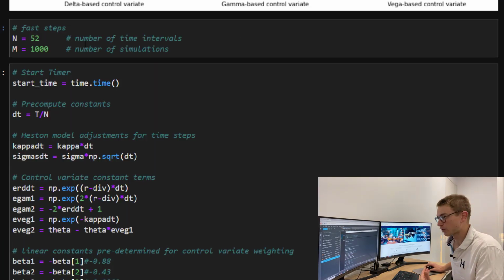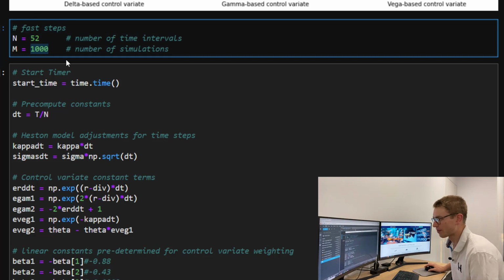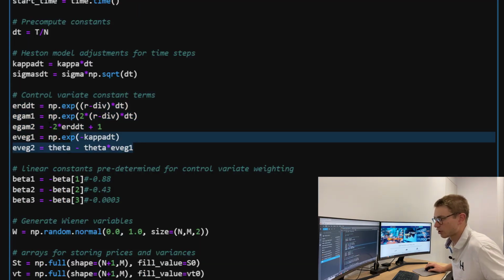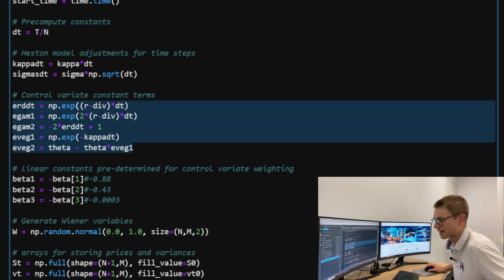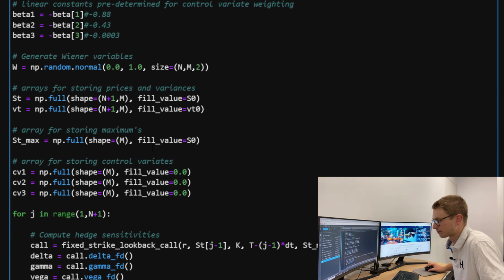Now that we have an idea of what they are, we can use them then within our simulation. So now we've got the same time intervals and then 1000 simulations. So now we have some control variate constant terms that have come into this equation, and these are determined just for ease of calculation for our accumulation of these control variates.